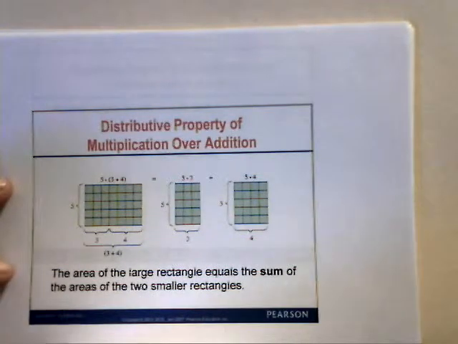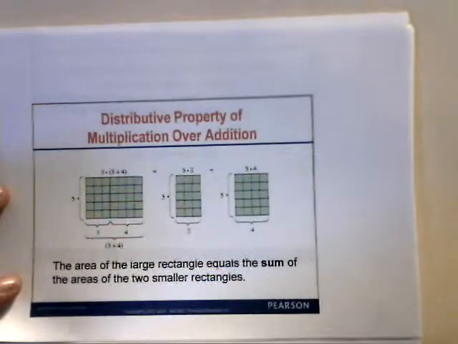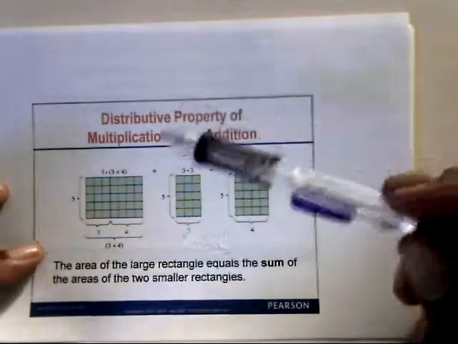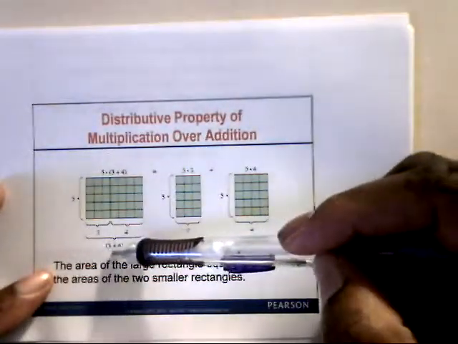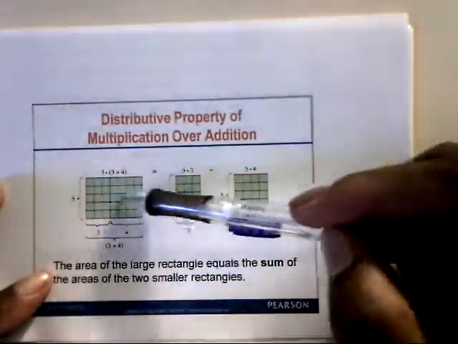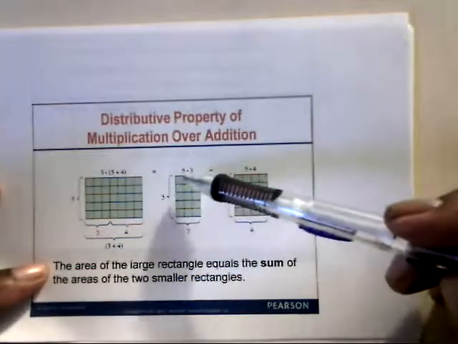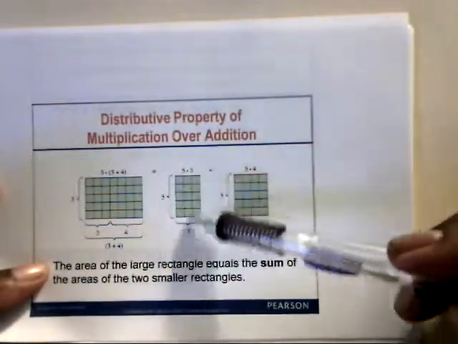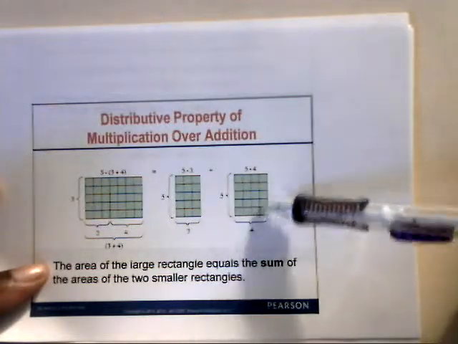Now, the distributive property of multiplication over addition is this. The area of the large rectangle equals the sum of the areas of the two smaller rectangles. Here we got the sum of 3 plus 4 boxes, and you got 5 rows of that. That's the same as this: 5 rows of 3 plus 5 rows of 4.